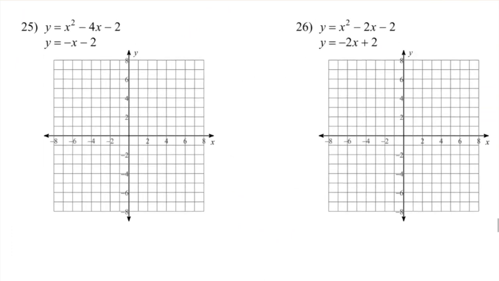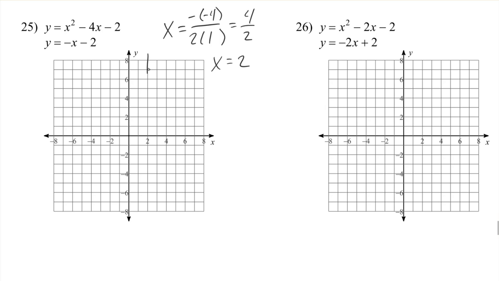Alright. Last two. This is not a perfect square trinomial, right? What's half of 4? 2. 2 squared makes 4. So not a perfect square trinomial. So let's do it. x equals negative b over 2a. B value is negative 4. A value is 1. Two negative factors. 4 over 2. x equals 2.